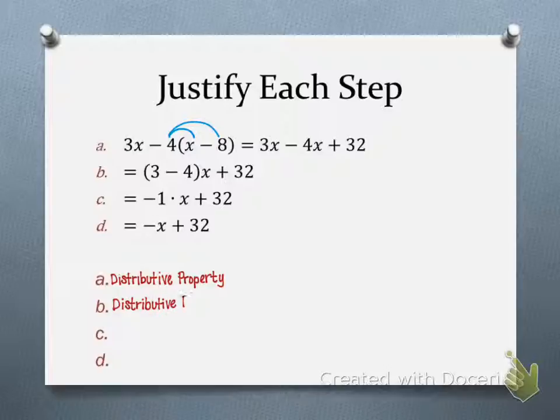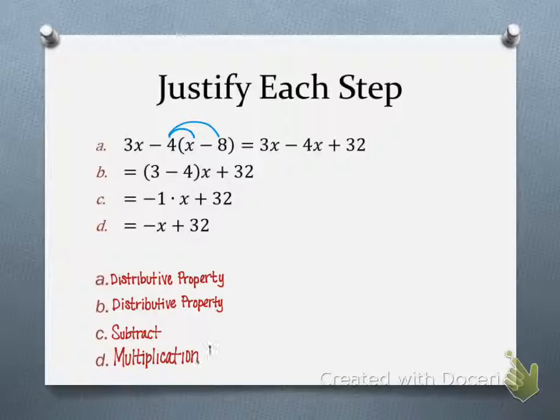Now going from part B to part C isn't necessarily a property, and that's okay. If you take 3 minus 4, that's just subtraction, and that gives us a negative 1. And then negative 1 times x becomes negative x in part D. So that property that we have is the multiplication property of negative 1.